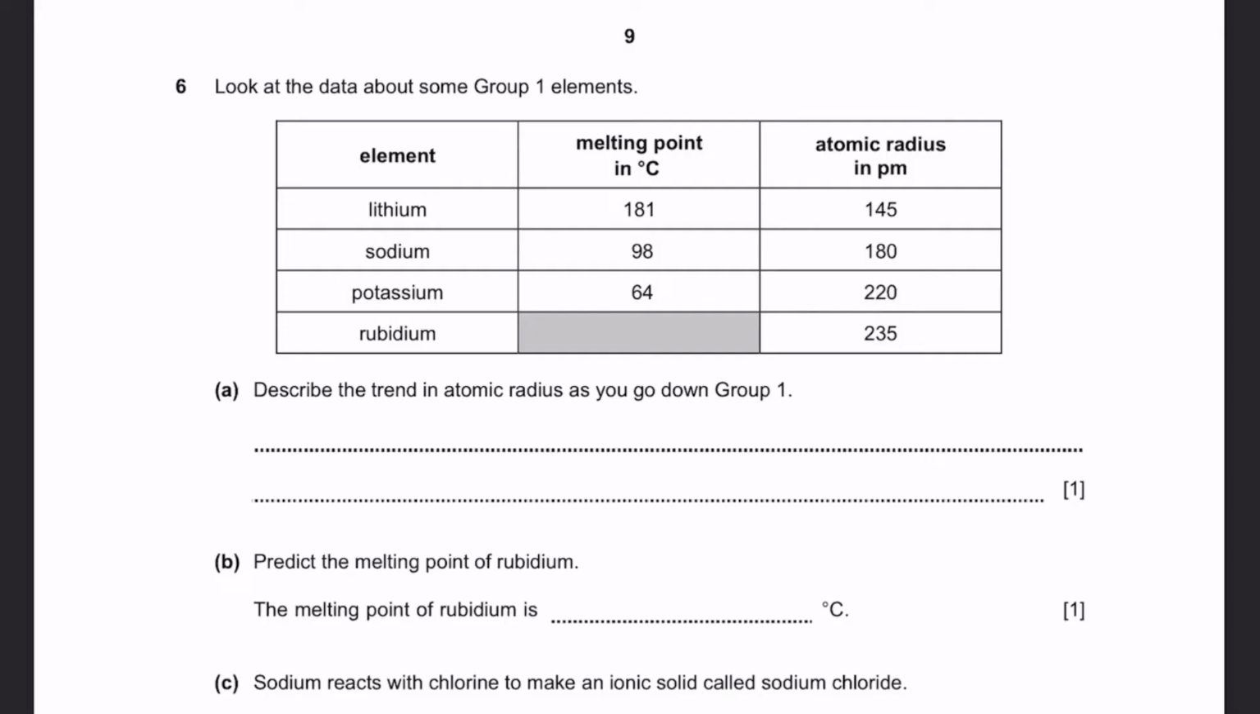Look at the data about some group 1 elements. A. Describe the trend in atomic radius as you go down group 1. We can see in the table the element, melting point in degrees Celsius and atomic radius in picometers. This is an extremely small unit of measurement of length, so don't worry about it. We can still see that the numbers are increasing over here. And the trend as you go down group 1 in atomic radius, the atomic radius increases. That's the answer.